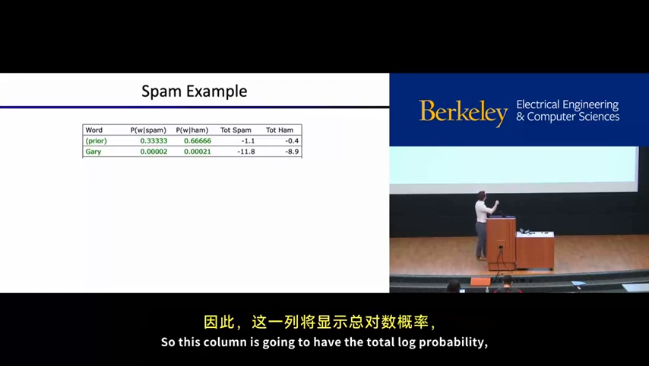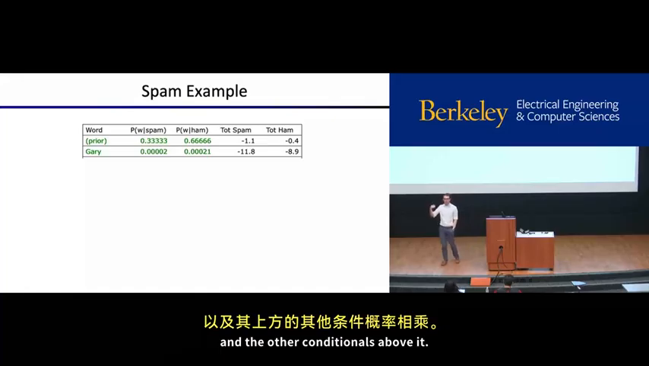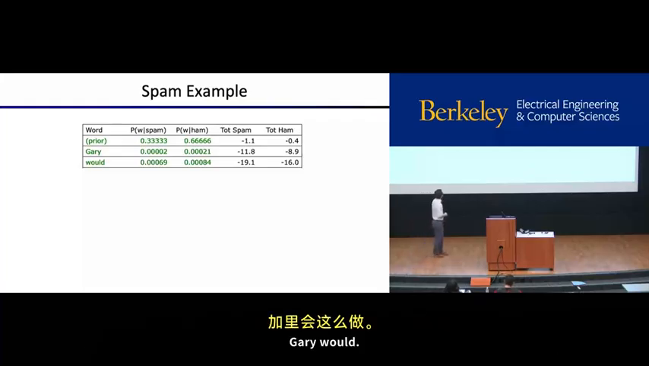So we're just going to convert all of our probabilities to logs, and then add them up. This column is going to have the total log probability, having already multiplied each of these conditionals by the prior and the other conditionals above it. So let's say another word comes in: Gary would. Okay. What do we think? Is it spam? Is it ham?